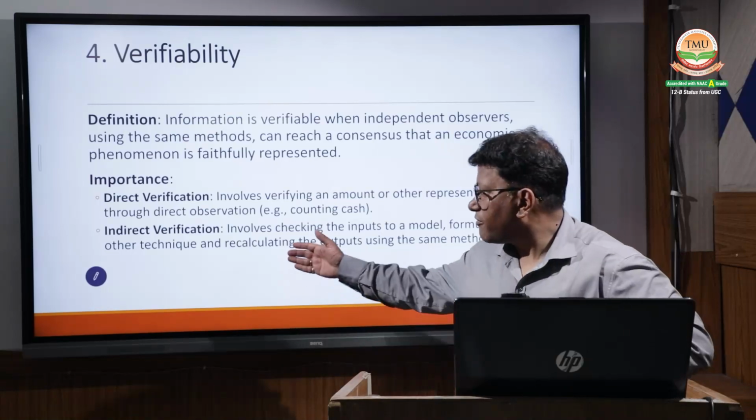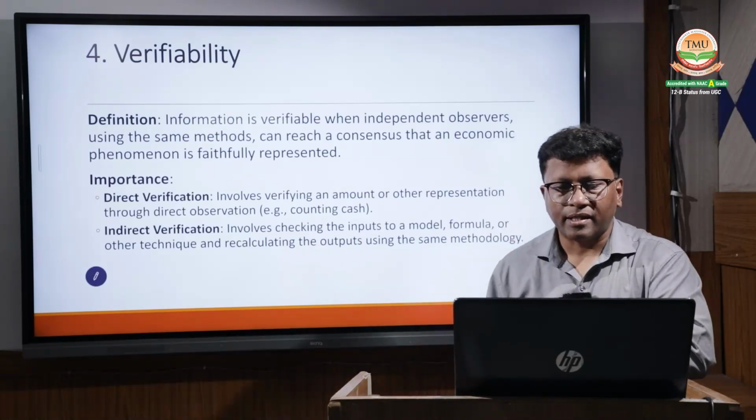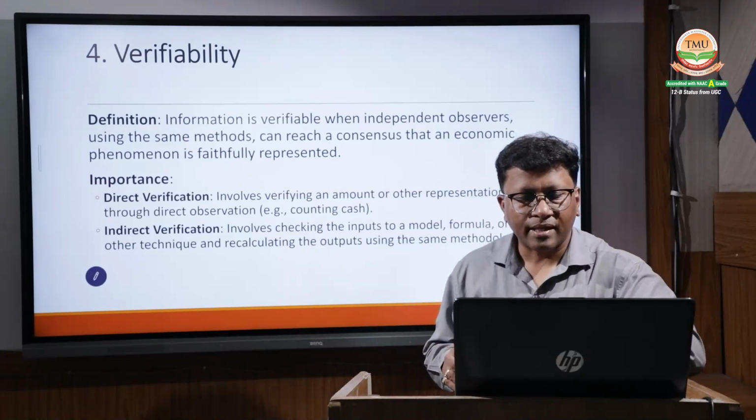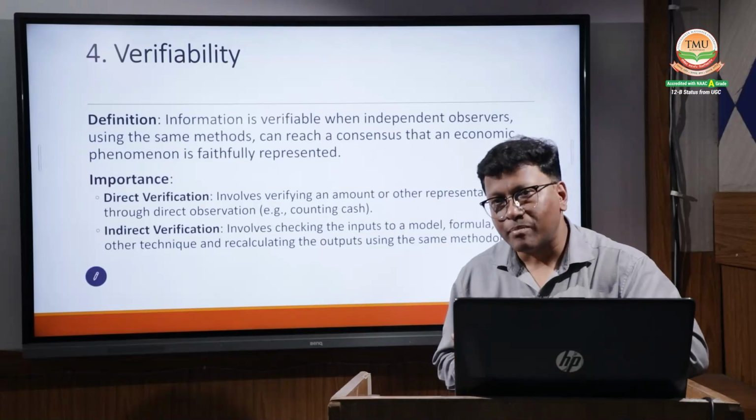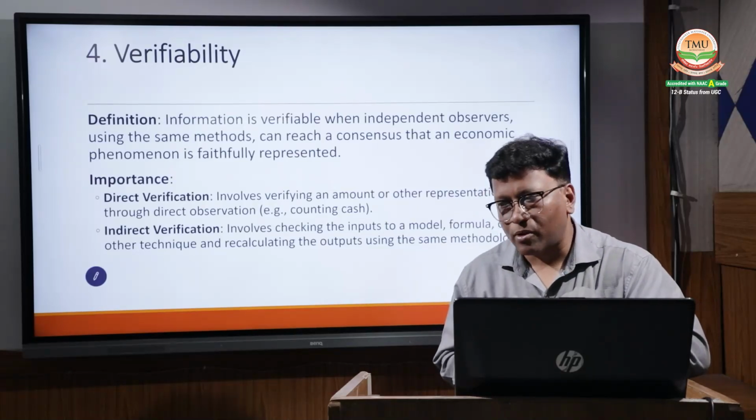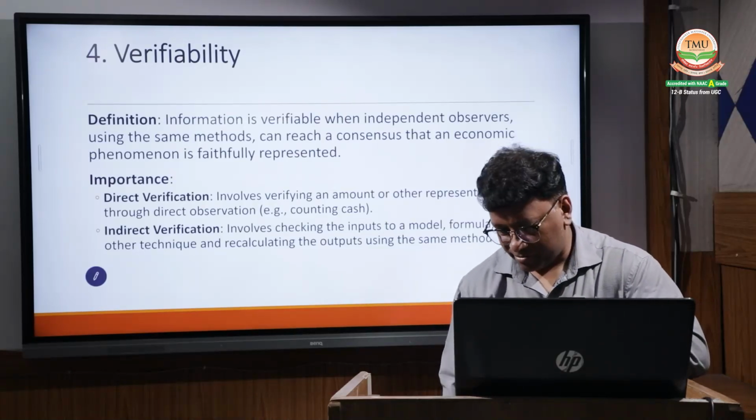And indirect verification involves checking the input to a model, formula or other techniques and recalculating the output using the same methodology, as I took the example of charging the depreciation of the assets.